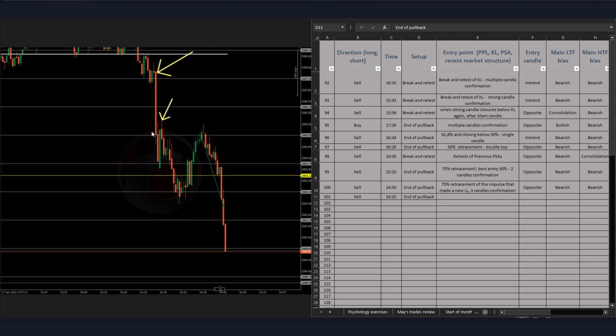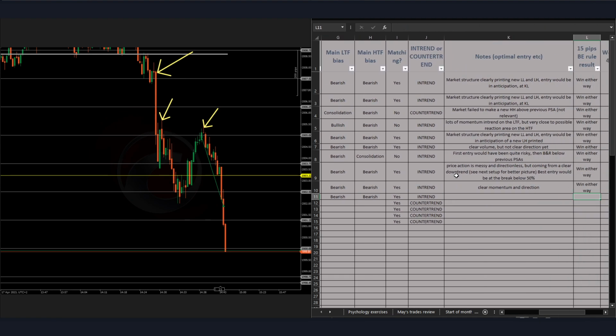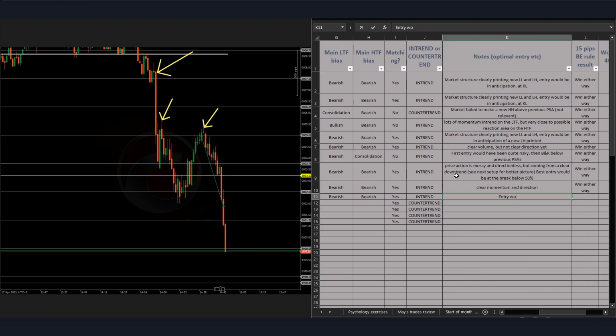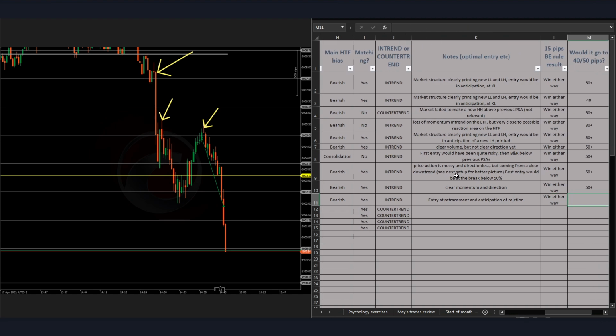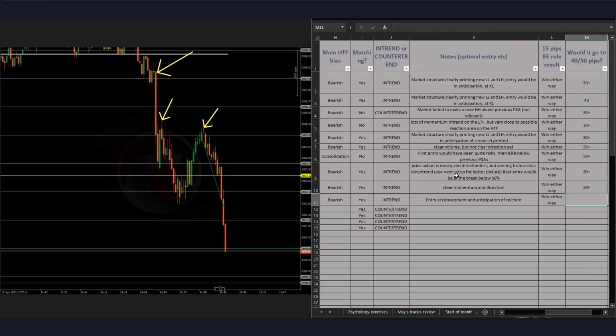We had a break and retest below, because I remember that over here we had a PSA, and this is the retest of a PSA. So this is a retest of previous PSAs. The entry candle was opposite, bearish, so it was in trend. So entry at retracement and anticipation of rejection. So this one was a win either way, even with the 15 pips break-even rule.